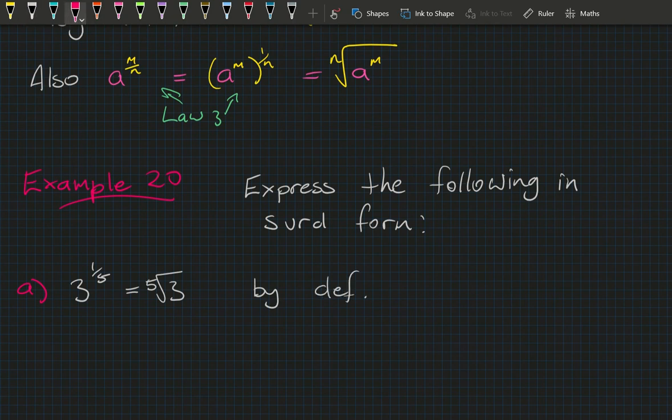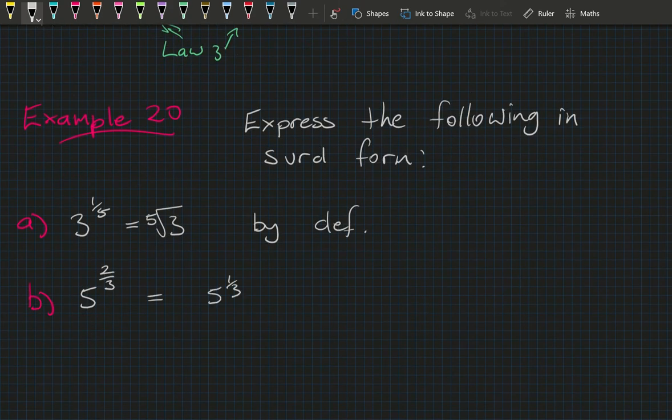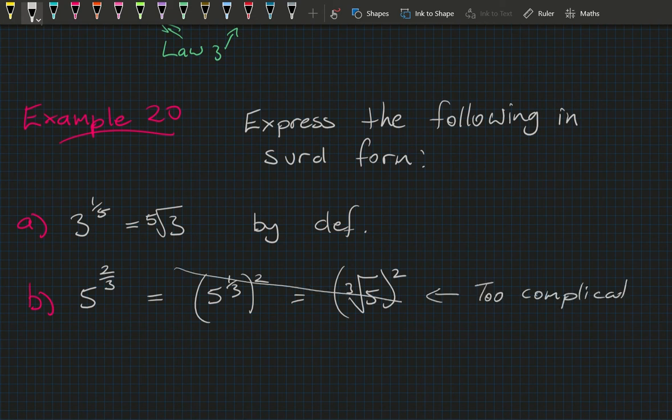However, part B, we've got a bit more work to do, because the question is 5 to the power of 2 over 3. Okay, so we could use the third law here and separate them out as 5 to the power of 1/3 all squared. And by definition, 5 to the 1/3 is the cube root of 5. So we've now got the cube root of 5 all squared. And I'm just going to stop there because hopefully you can recognize that that is just too complicated.